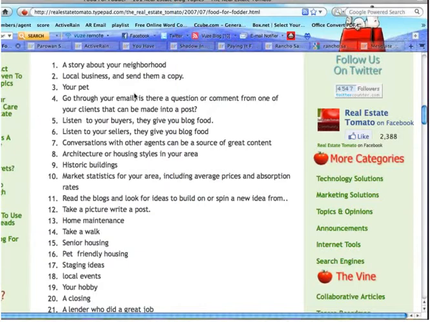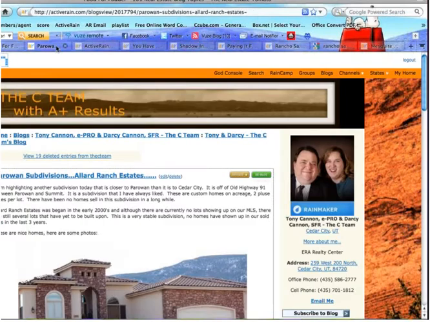Well, on this list you see a couple examples of hyperlocal blogging. We could talk about architecture or housing styles in our area, maybe historic buildings in our area, market statistics for our area, local businesses in our area, write a story about a neighborhood in our area or pet-friendly or senior-friendly housing in our area, maybe take a walk around our area. Notice that word that's at the end of every one of those statements, our area. So some good examples of some hyperlocal posts.